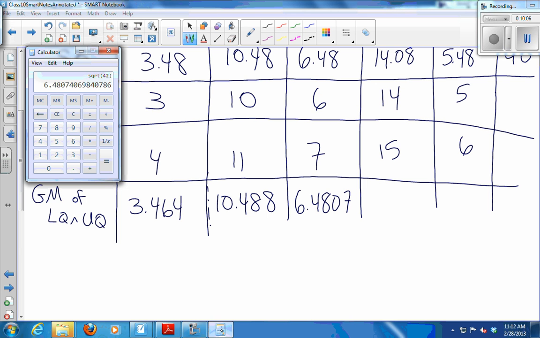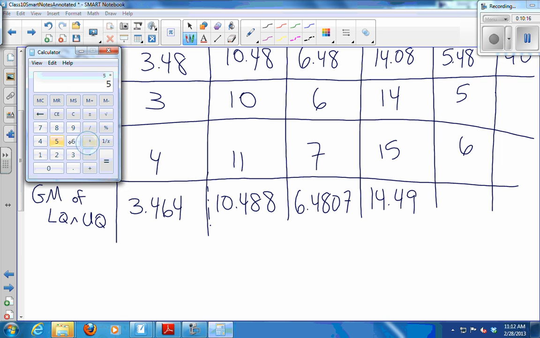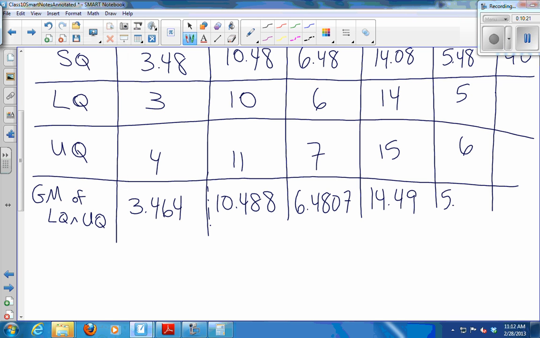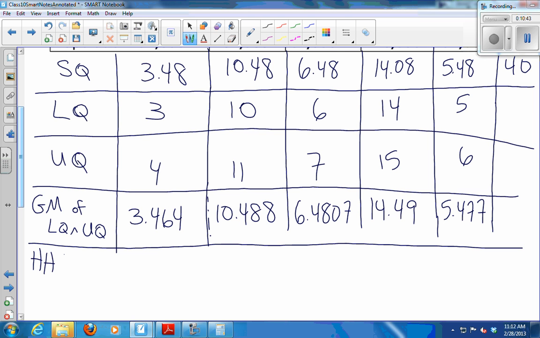Okay, so let's see, 14 times 15, square root, 14.49, and 5 times 6, square root, 5.477. So these are my cutoffs. Now I need to compare my standard quotas with the cutoff values. If the standard quota is above it, we round up. If the standard quota is below it, round down. So this is going to be my row for Huntington Hill rounding.